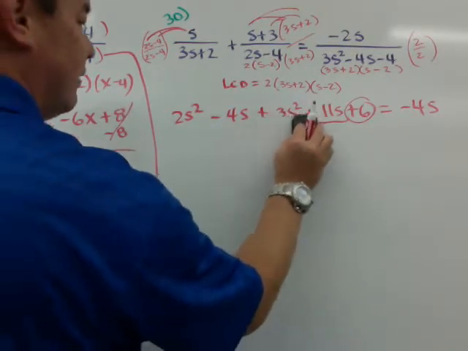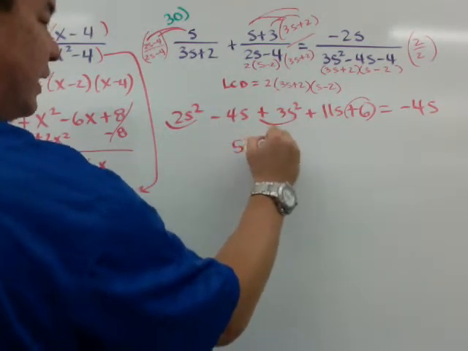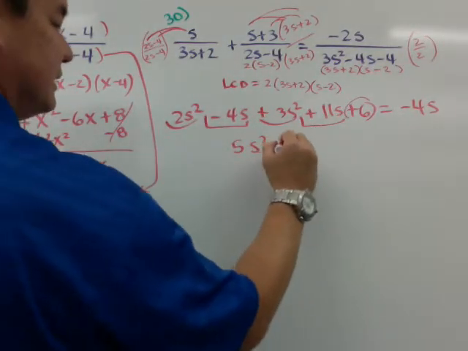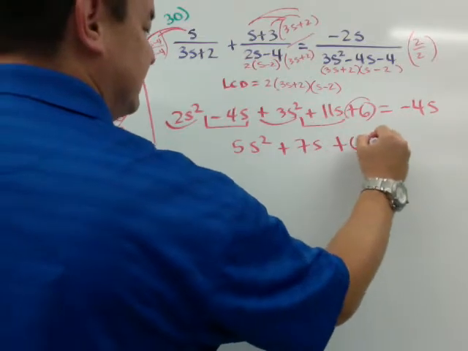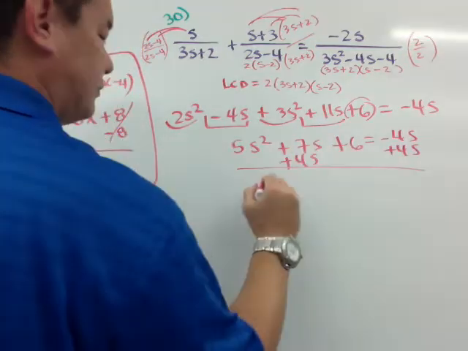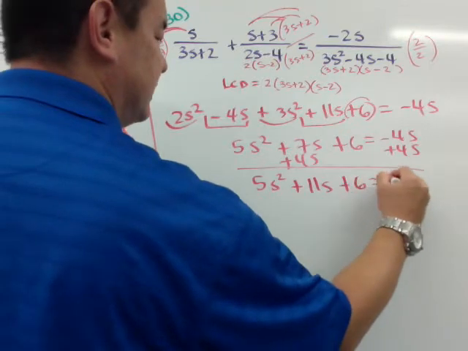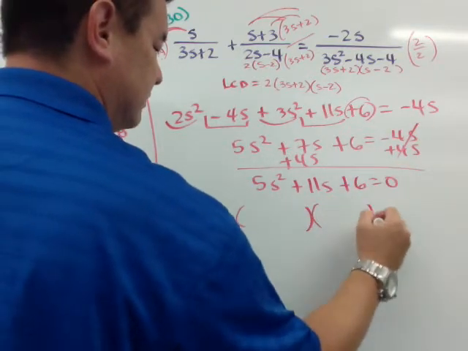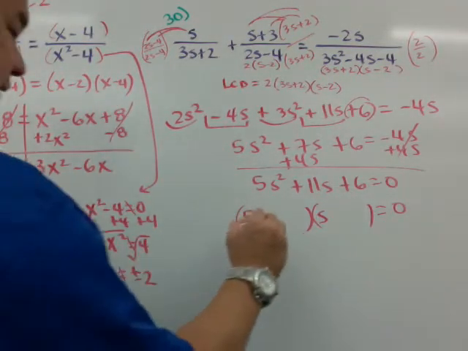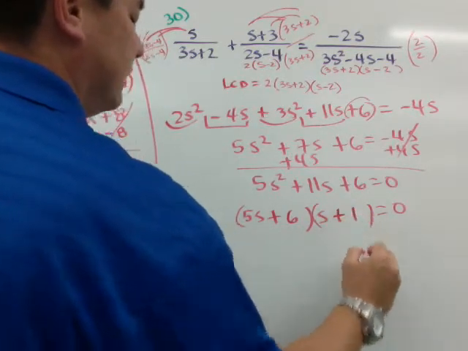Okay. So now when I combine my like terms, I have these two, which is 5s squared. I have this 2, which is plus 7s plus 6 equals negative 4s. Now I'm going to plus 4s to both sides. 5s squared plus 11s plus 6 equals 0. 5s. I'm going to get plus 6 and minus 1, or plus 1, sorry.